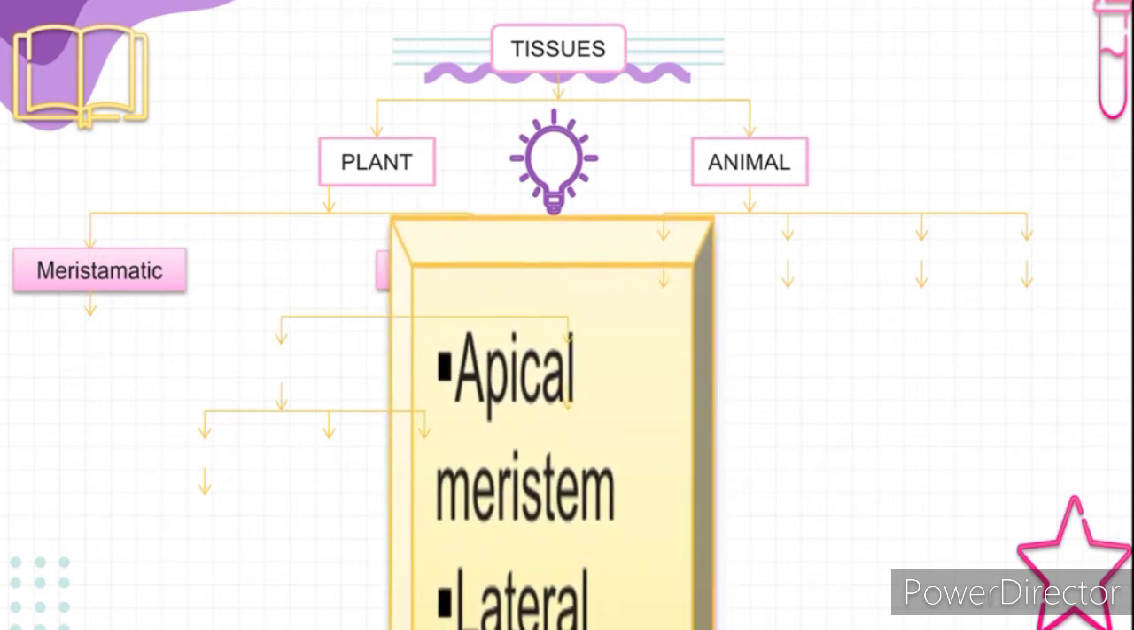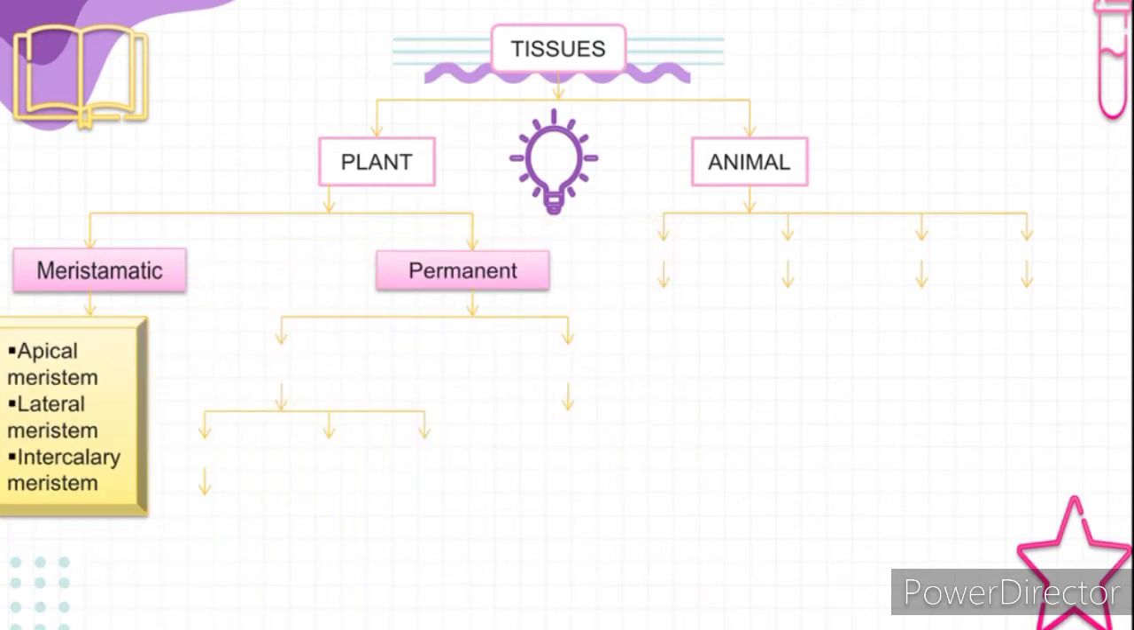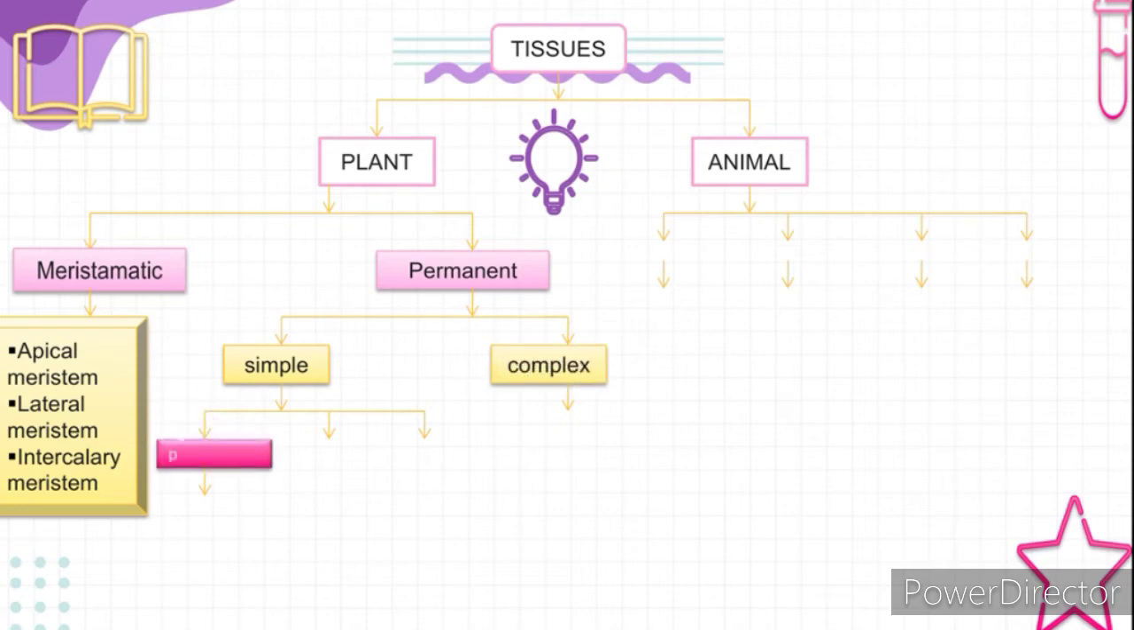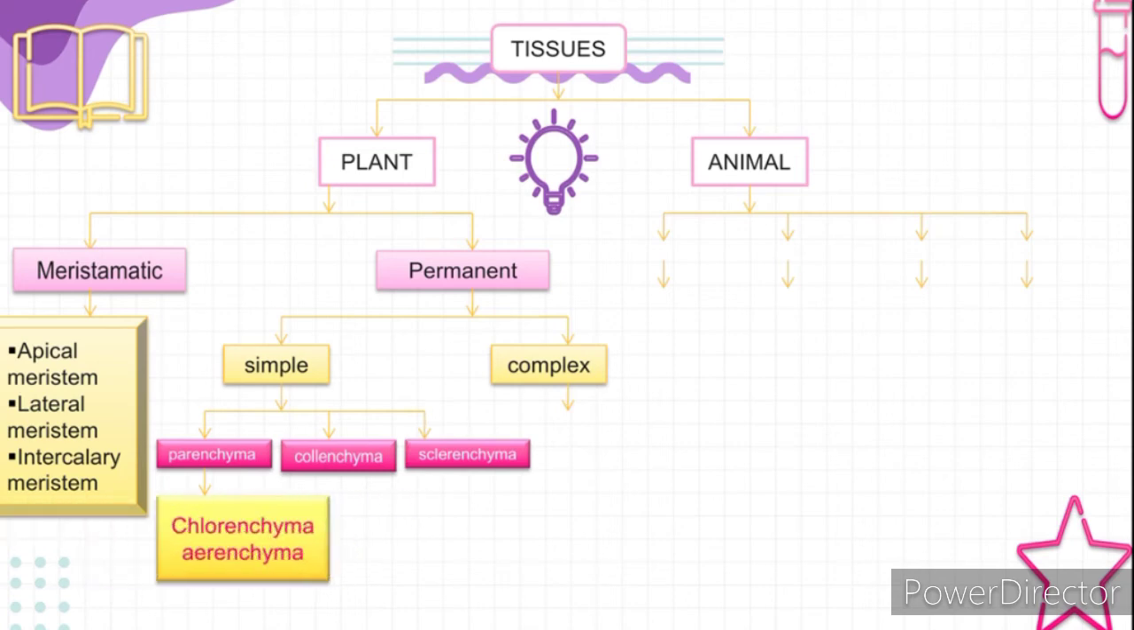So here it goes. Meristematic tissues have three subtypes: apical meristem, that is in the apex of the plant; lateral meristem and intercalary meristem. Permanent tissues: simple permanent tissues and complex permanent tissues. Now, simple permanent tissues are also of three types: parenchyma, collenchyma and sclerenchyma. Now, parenchyma has two more subtypes, that is chlorenchyma, that is chlorophyll, and aerenchyma, that is air cavities, so that the aquatic plants can float on water.